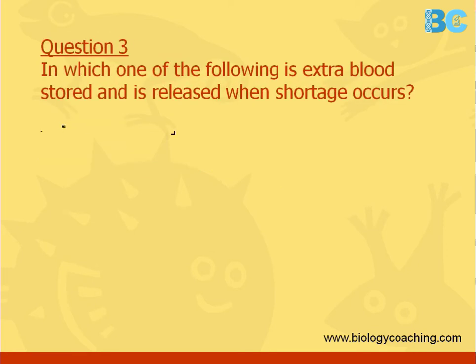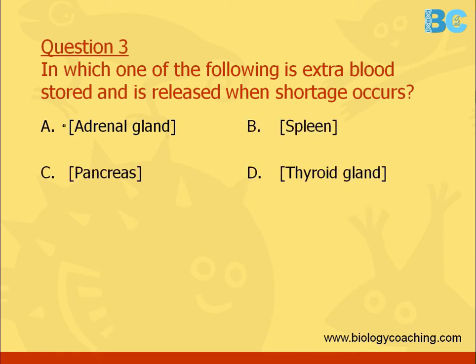Now, third question is, in which of the following is extra blood stored and is released when shortage occurs? The options are adrenal gland, spleen, pancreas, and thyroid gland, and the answer is spleen.